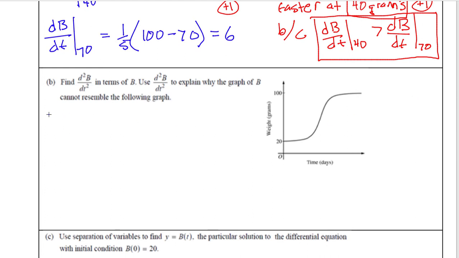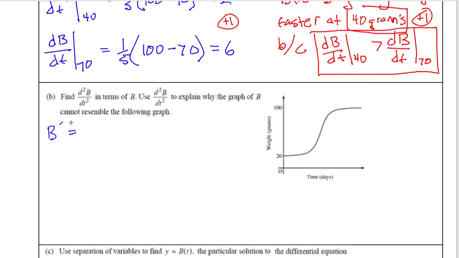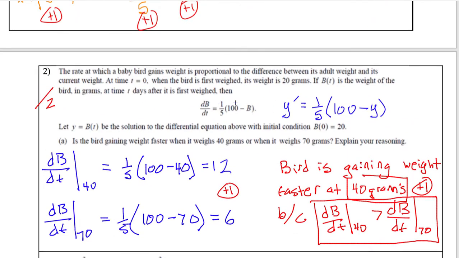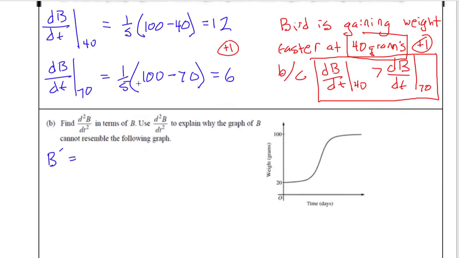So it's asking what is B double prime? What is that equal to? But we know what B prime is, so let's come back here. B prime is this thing. I'm just going to rewrite it. B prime is 1/5, in parentheses, 100 minus B.